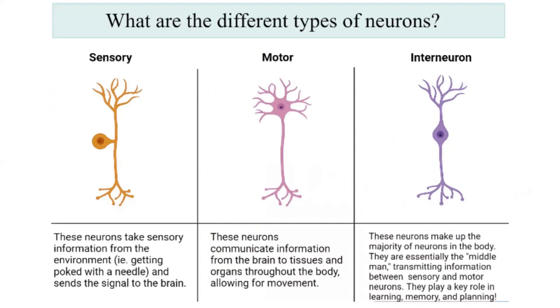And now let's learn about different types of neurons. There are sensory neurons, motor neurons, and interneurons. Sensory neurons take sensory information from the environment, for example, getting poked with a needle, and send this signal to the brain. Motor neurons communicate information from the brain to tissues and organs throughout the body, allowing for movement. Then there are interneurons. These neurons make up the majority of neurons in the body. These are basically middlemen and transmit information between sensory and motor neurons, and play a key role in learning, memory, planning.